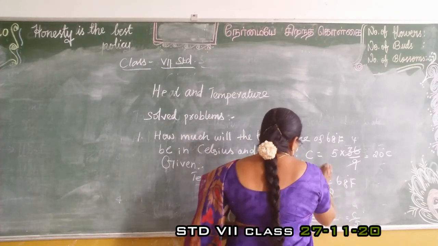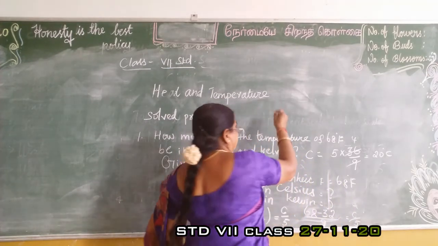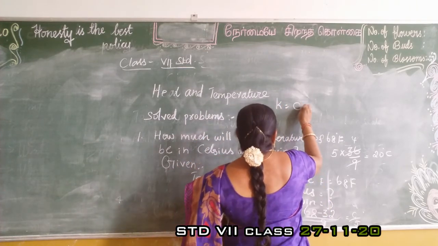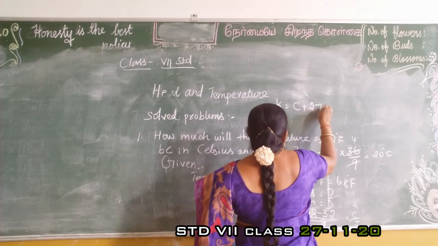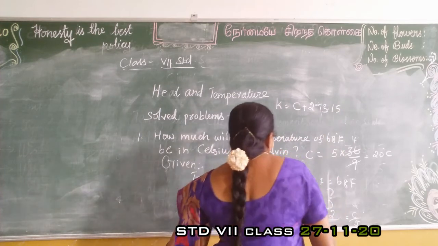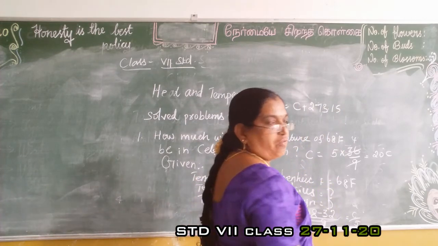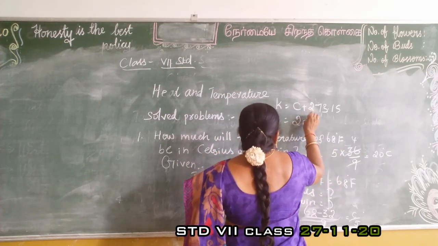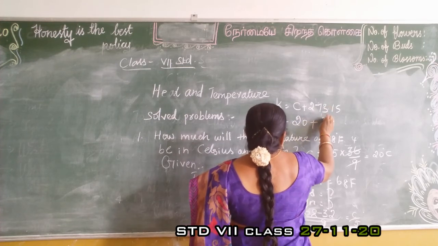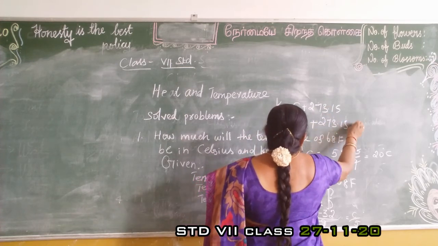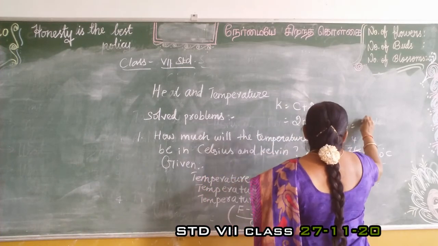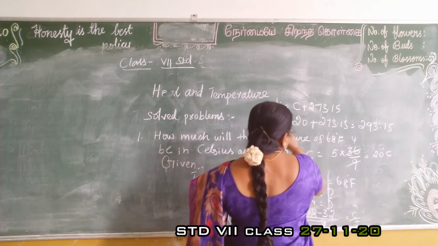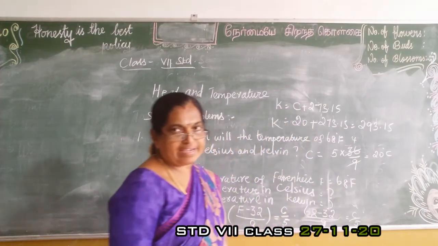Another one is Kelvin. What is the formula for converting to Kelvin? The formula is K is equal to C plus 273.15. What is the Celsius value? 20 degrees. So 20 degrees Celsius plus 273.15, we get the answer 293.15 Kelvin.